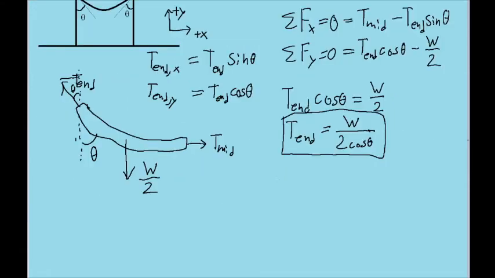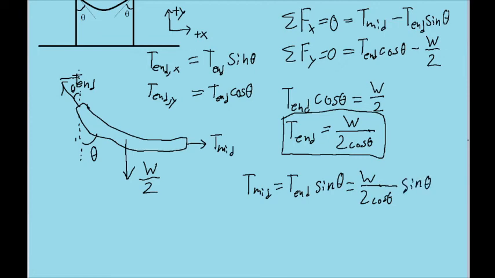Now let's try solving for the tension in the middle. Using the same logic, we can see from the first equation, the net force in the x direction, that T mid is going to be equal to T sub end times the sine of theta. And as we just established, T sub end is equal to the weight, W over 2 times the cosine of theta, times the sine of theta.